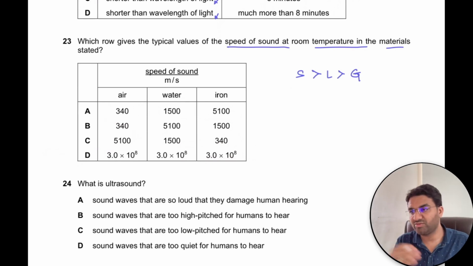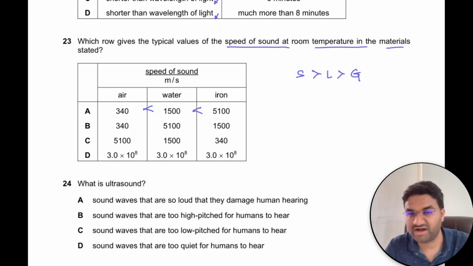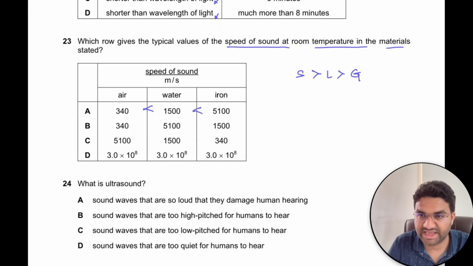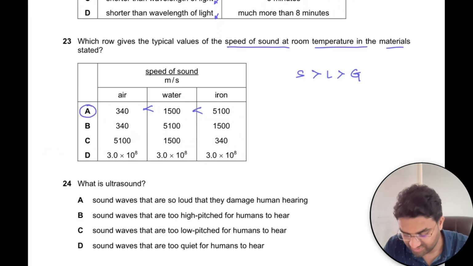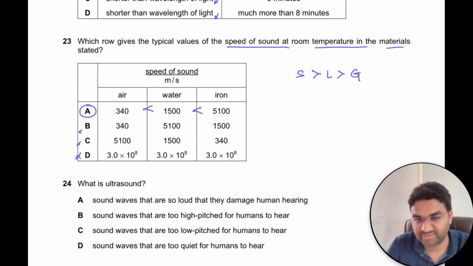It means the closer the molecules are, the faster the speed of sound. So in this case, air is lesser than water, which is lesser than iron. Option A is the correct one. B doesn't make sense, D doesn't make sense, and C is exactly opposite, so it also doesn't make sense.